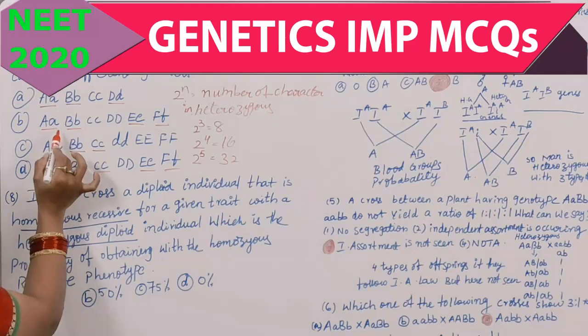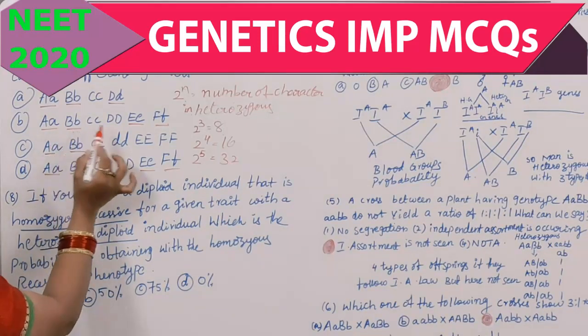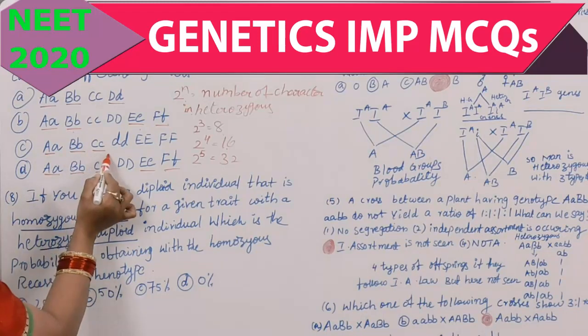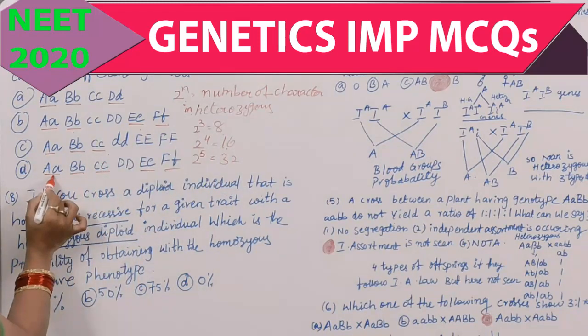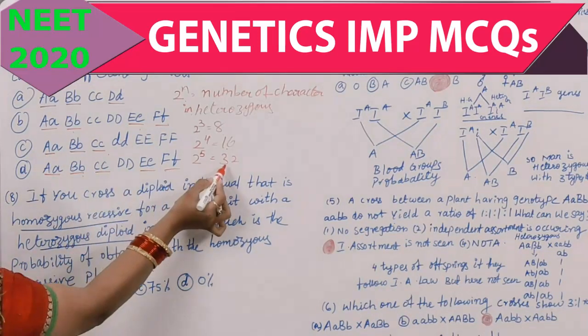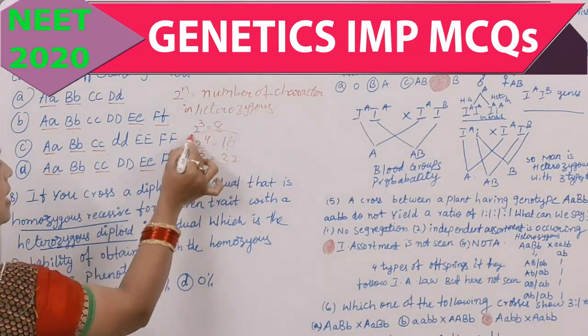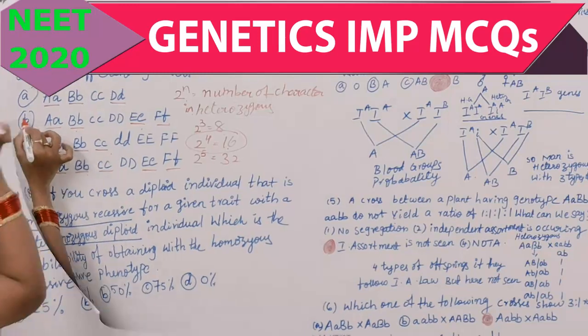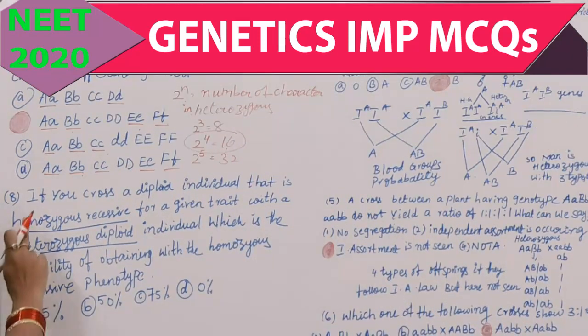In option B you are going to get 1, 2, 3, 4, so 16. The third one has 3, again it is 8. The fourth one has 5, it is 32. So our answer is 16, which they are asking. So the answer is B. Coming to the next question.